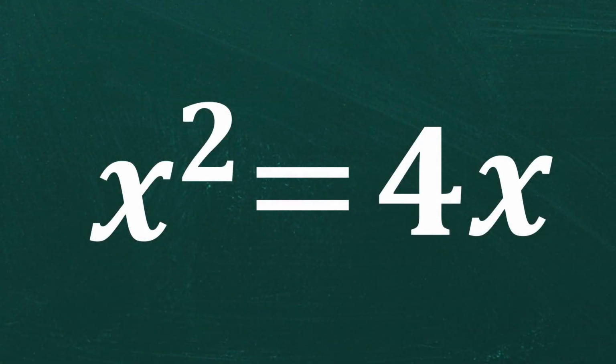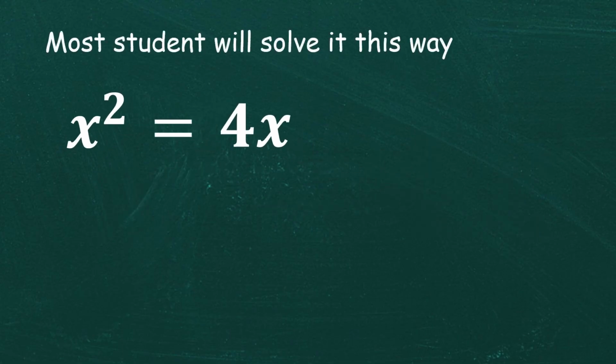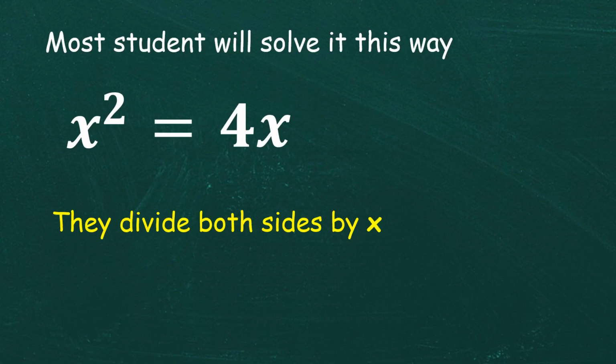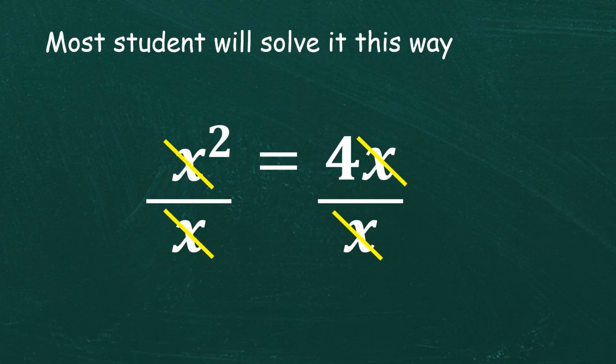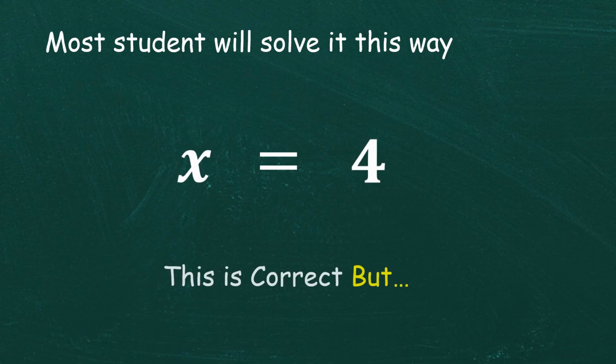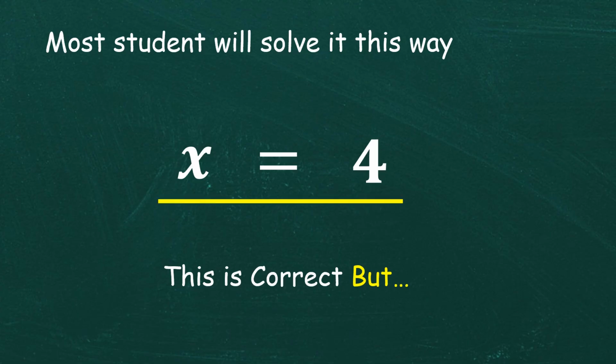Take a close look at this equation. X squared equals 4x. It looks almost insultingly easy, doesn't it? Most students immediately divide both sides by x. Cancel the x on the left, cancel the x on the right, and we get x equals 4. Fast, clean, and x equals 4 really is correct.